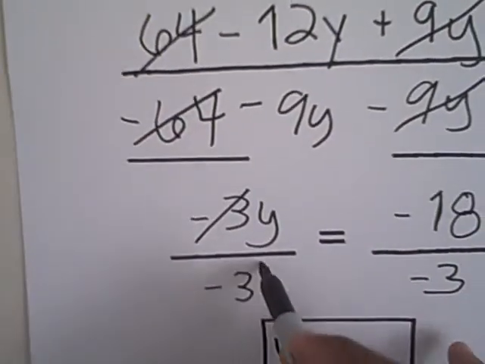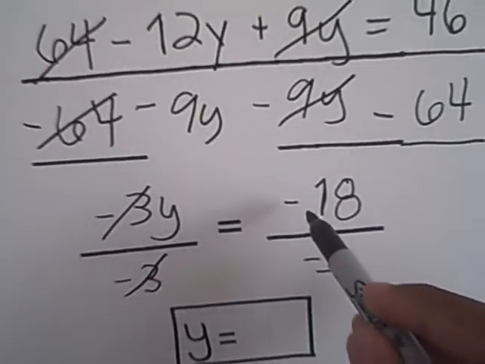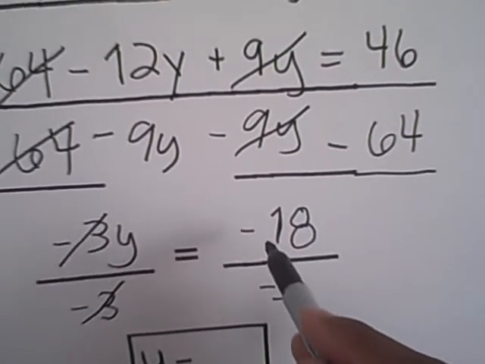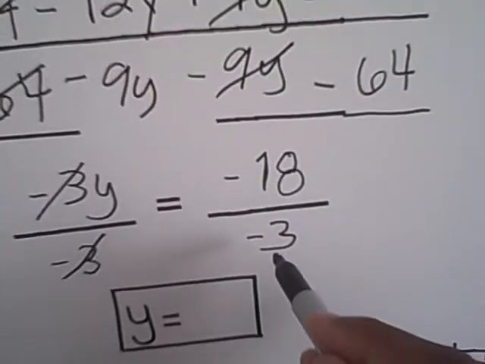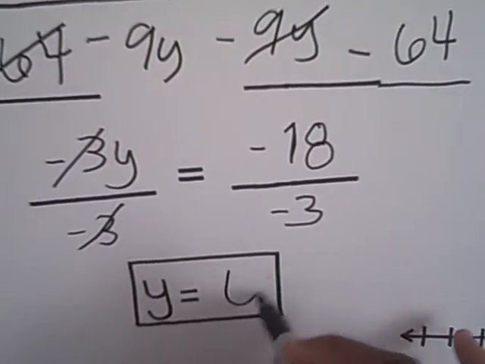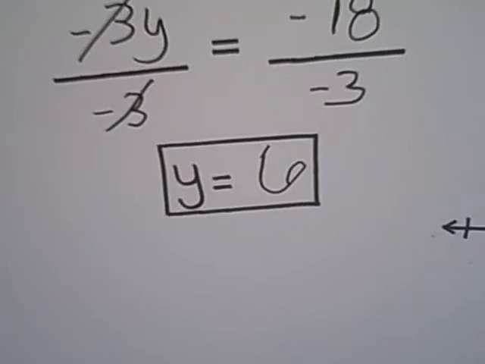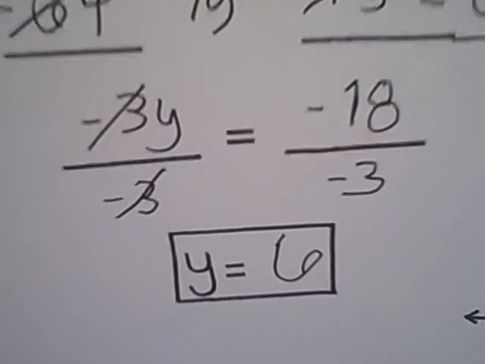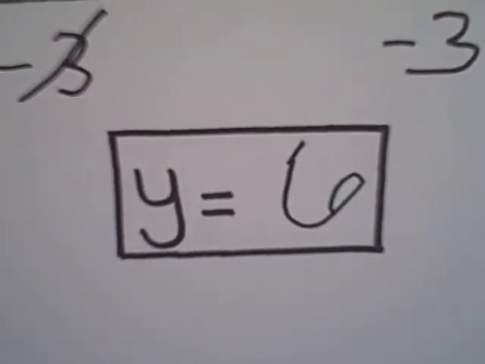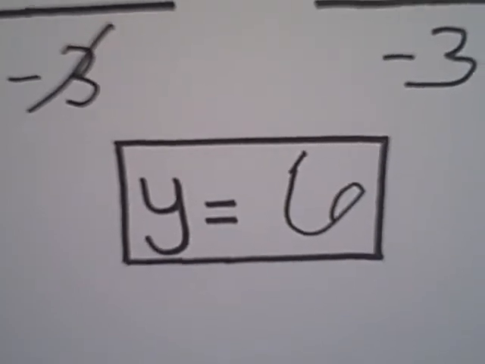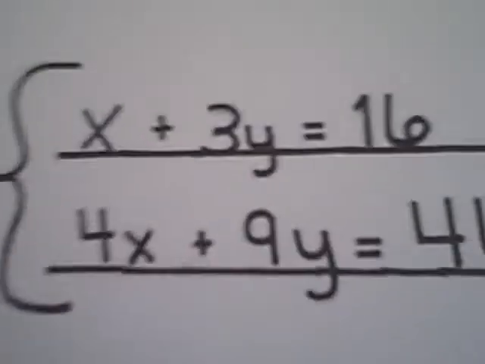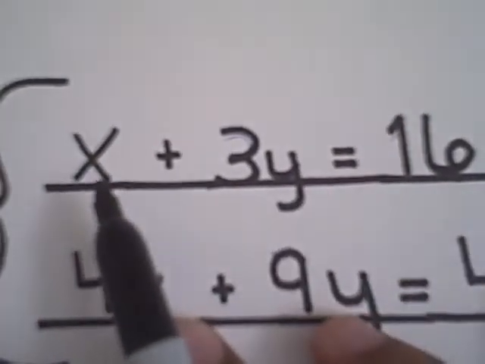So this side of the equation cancels out, which leaves us with y, and then negative 18 divided by negative 3. Negative 3 goes into 18 6 times. So y equals 6. Now that we've solved for y and figured out that it's 6, we have to go back up and plug in y for the first equation and solve for x.